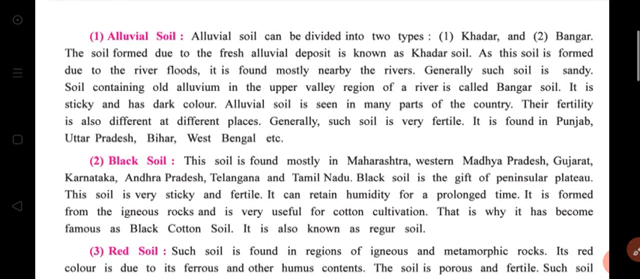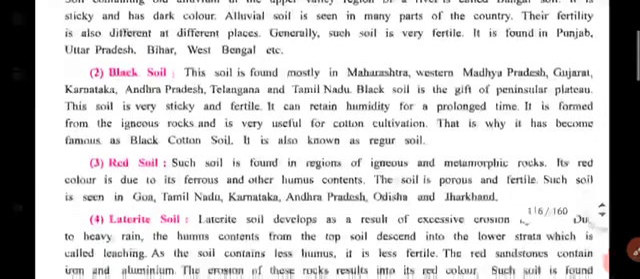Khadar soil is mostly nearby the rivers, and generally such soil is sandy. Then bangar, it is sticky and has a dark color. The alluvial soil is seen in many parts of the country, and the fertility is also different at different places. So generally such a soil is very fertile. It is found in Punjab, Uttar Pradesh, Bihar, West Bengal, etc.